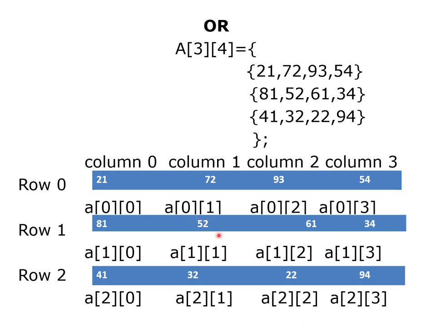Here we come to 52. It is present in column 1 and row 1. That's why we can write array name a with row 1 and column 1. And here we have 94. For this element we can write a[2][3], because it is present in row 2, column 3.